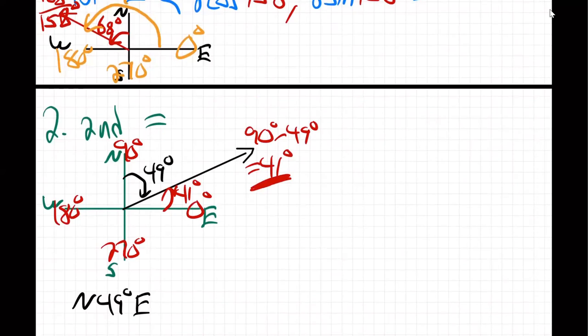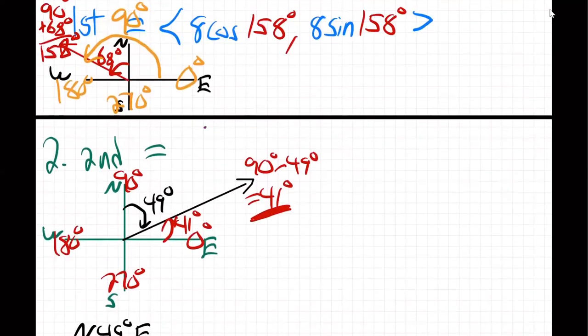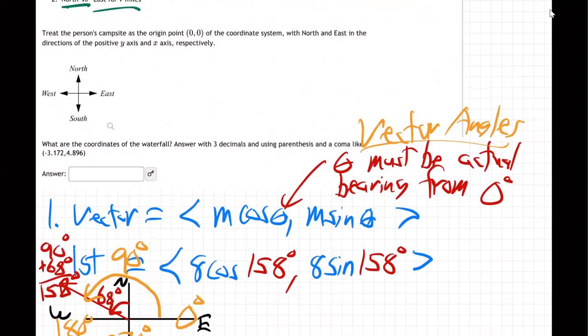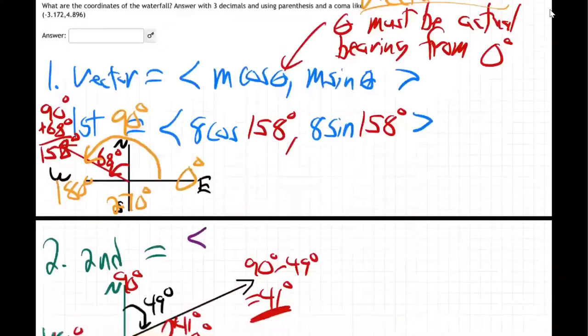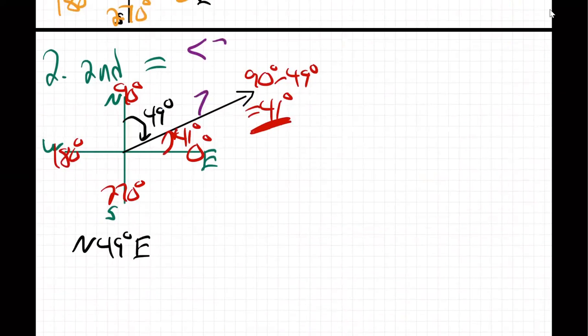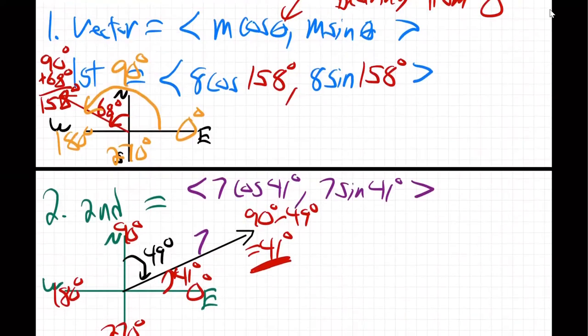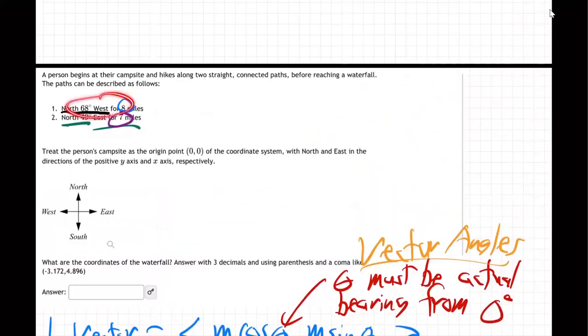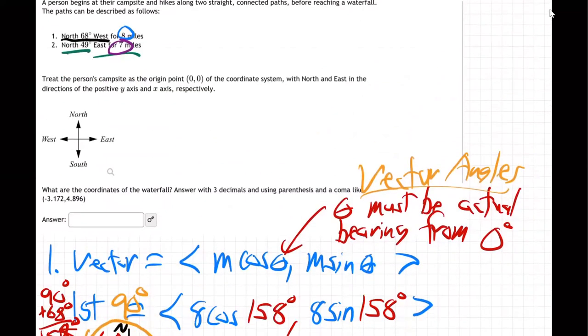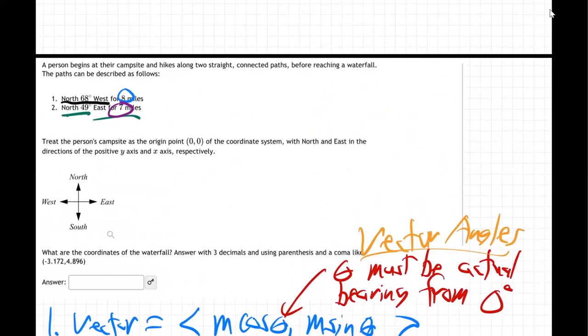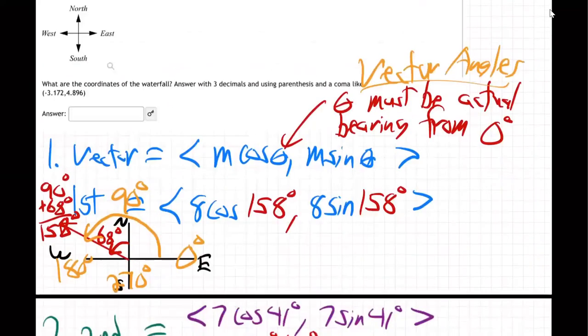So my vector is going to be, and how far was it? I can't remember. It was 7 miles. So it's going to be 7 cosine 41 degrees, comma 7 sine 41 degrees. So there we've got the first vector, we got the second vector. Now we just add them together because that's what they want. They're saying he or she does the first part of the hike, second part of the hike, all together. What are the coordinates of the waterfall? Before reaching the waterfall. So put the two paths together.